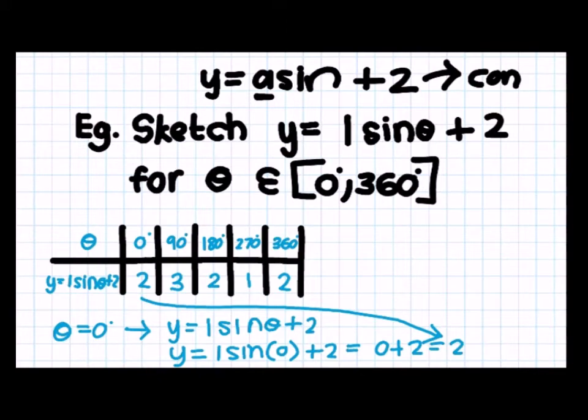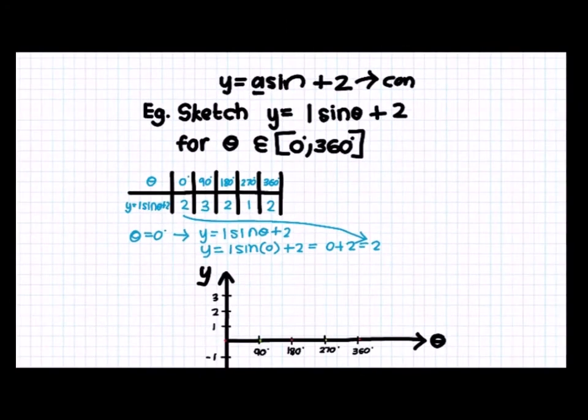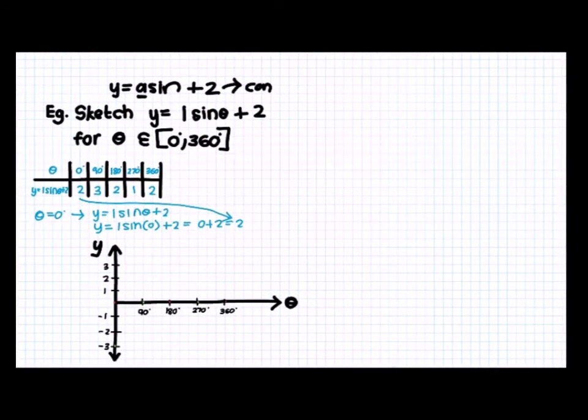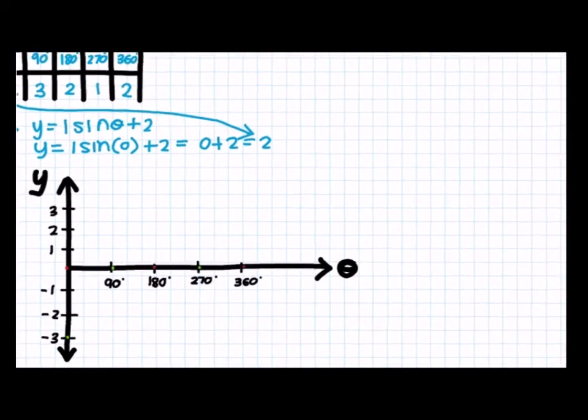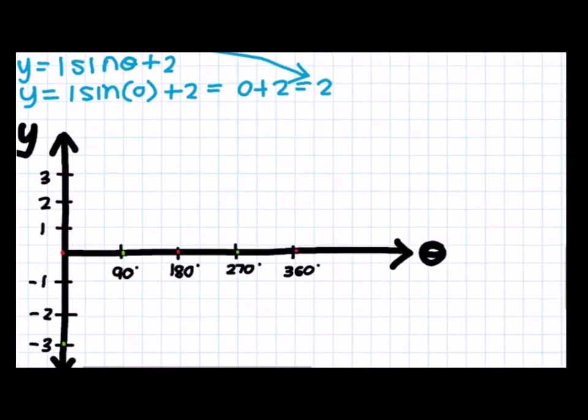Okay, once we've got this table, we can start plotting the values on our graph. Okay, so we quickly plot them. We've got a 2 there, a 3 at 90, a 2 at 180, then at 270 we've got 1, and then we've got a 2 again. Okay, so we draw our curve as always using some smooth curves, and we get a shape like that.